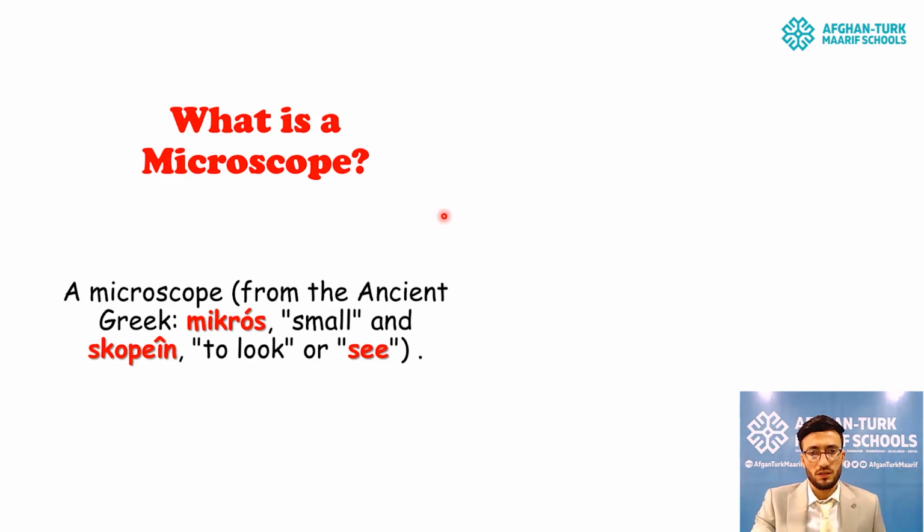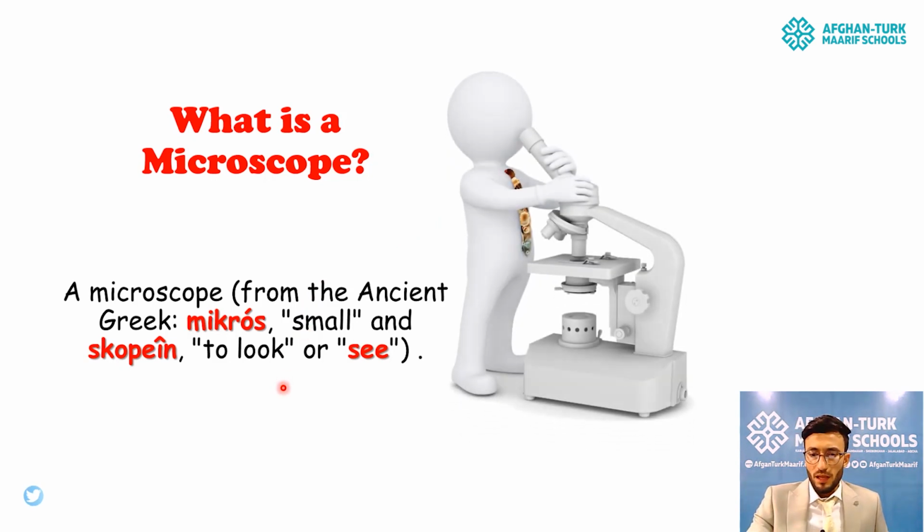At first, you should understand what the word microscope means. It is from ancient Greek words. Micros means small and scopian means to look or see. And simply we can say that a microscope is an instrument which facilitates the observer to see tiny things into large scales.